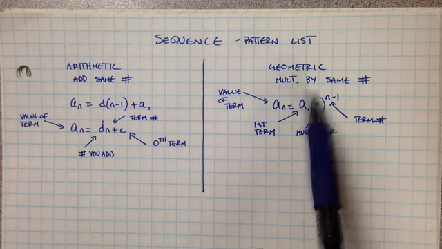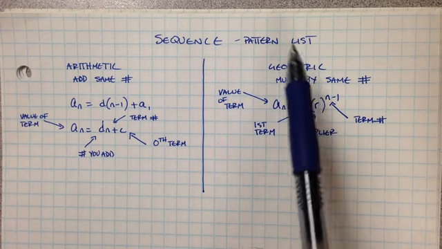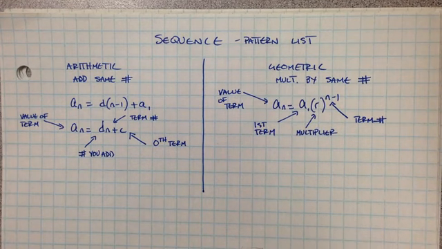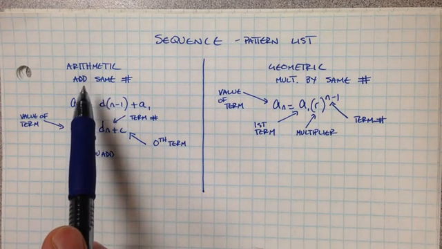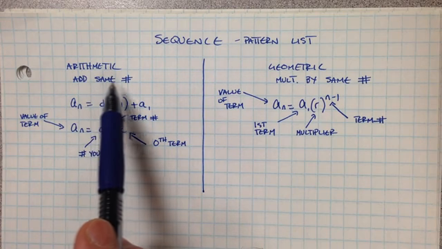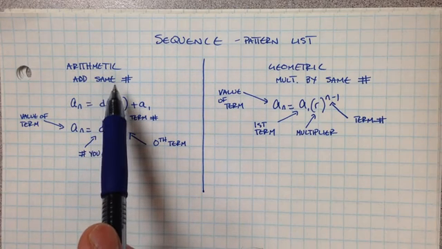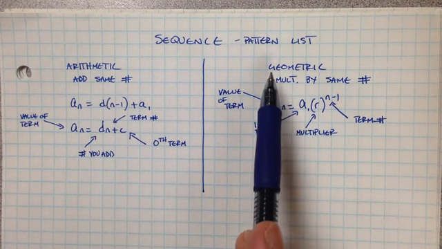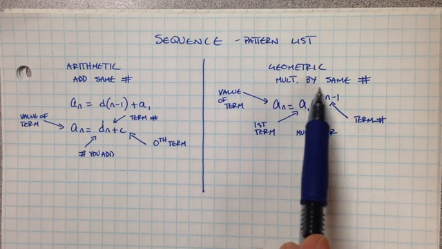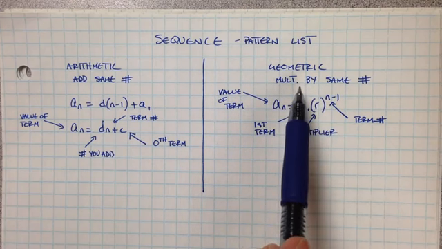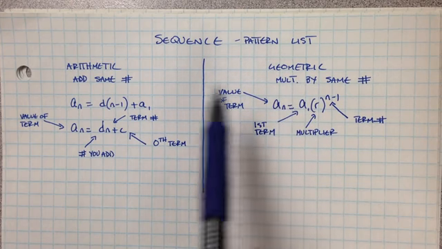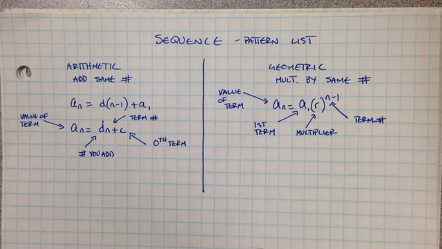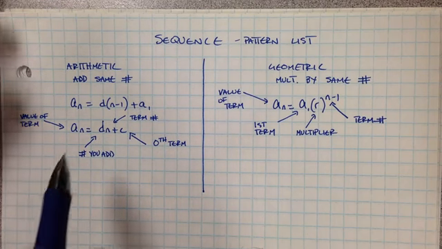We are going to be talking about a list that follows a pattern. The patterns that you can have when you're dealing with a list of numbers is arithmetic. That is an addition rule. You will be adding the same number time and time again. Or you could have geometric, which is where you are multiplying by the same number over and over and over again. Geometric is always multiplication. Arithmetic is always addition.